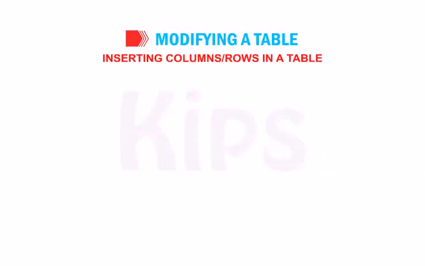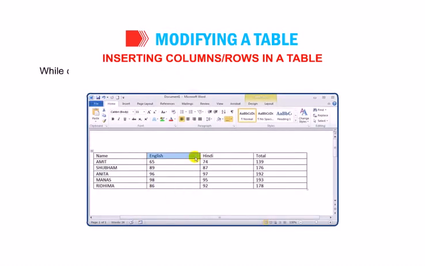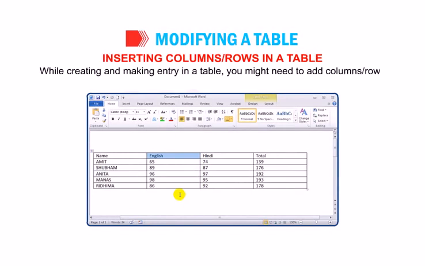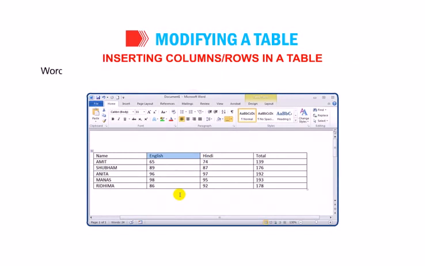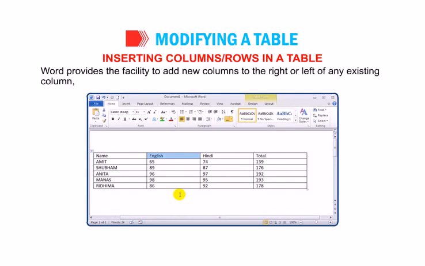Now let us learn how to insert column or rows in a table. While creating and making entry in a table, you might need to add columns or rows in between. Word provides the facility to add new columns to the right or left of any existing column and insert rows above or below the existing row.